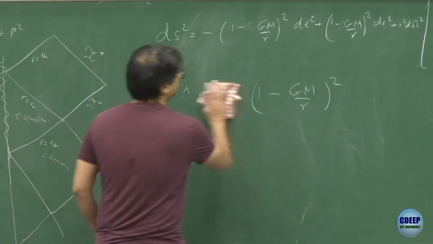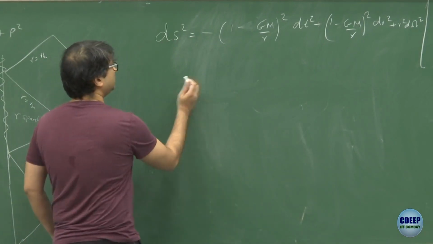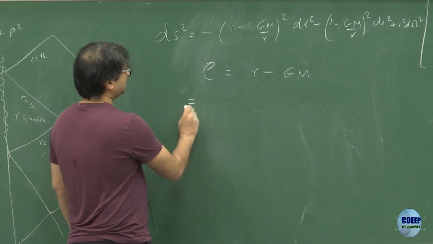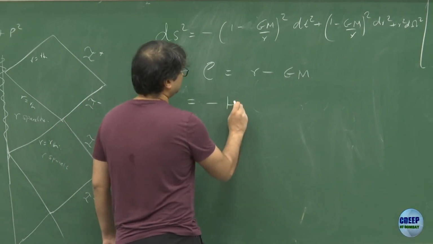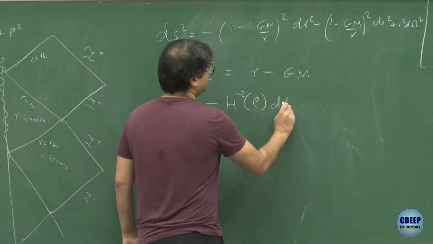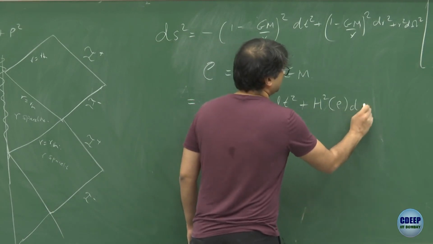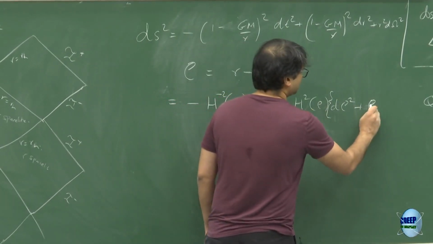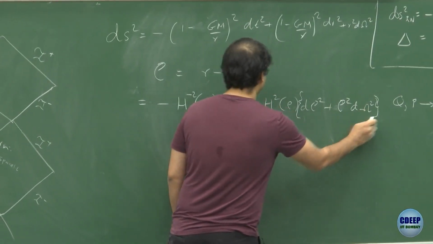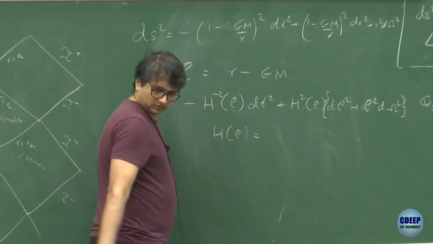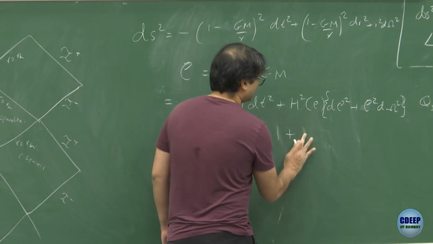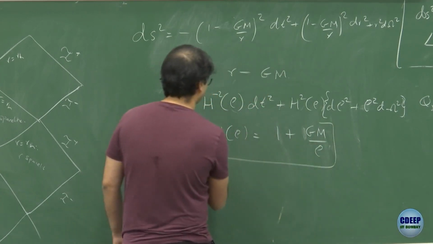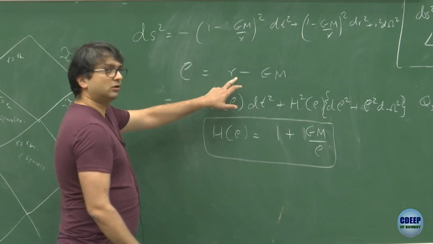Now what you can do is define a shifted radial coordinate. You can define a new coordinate rho which is equal to R minus GM. Then you can write this metric using this rho as h to the minus 2 of rho dt squared plus h squared of rho d rho squared plus rho squared d omega squared. You can check this, where h of rho is equal to 1 plus GM by rho. So I've just rewritten this metric under the shifted coordinate R minus GM.